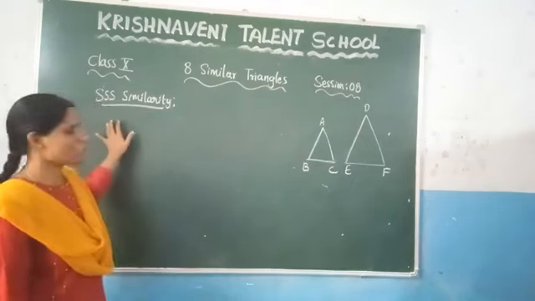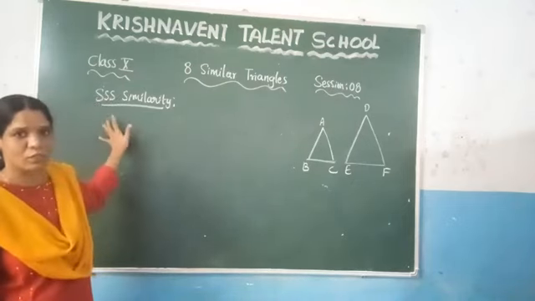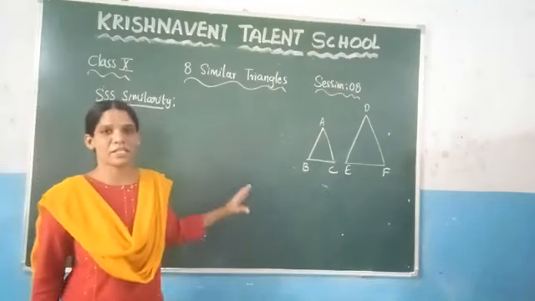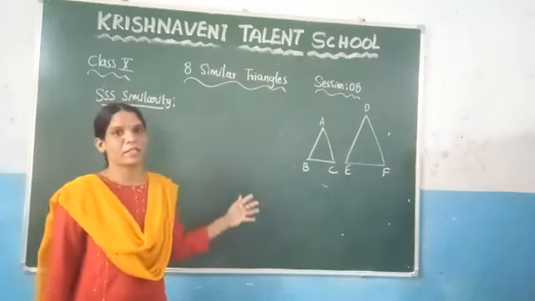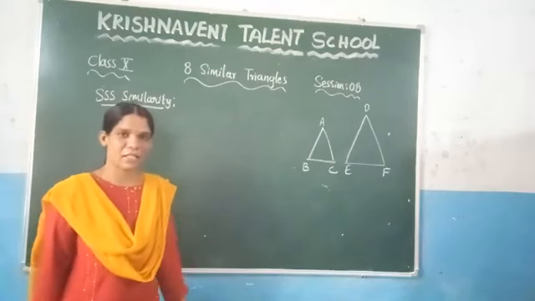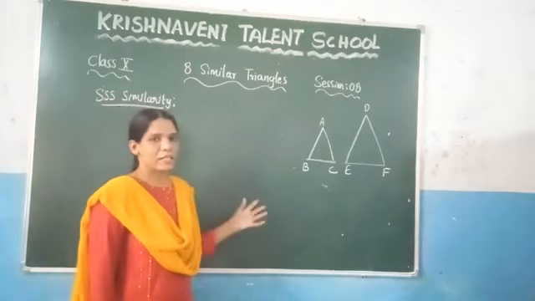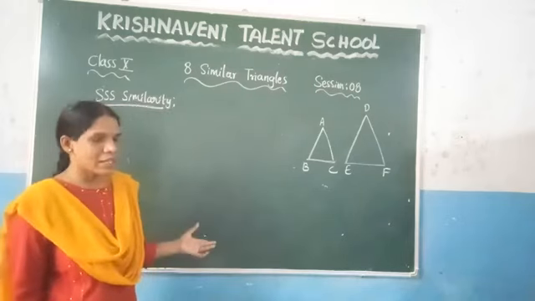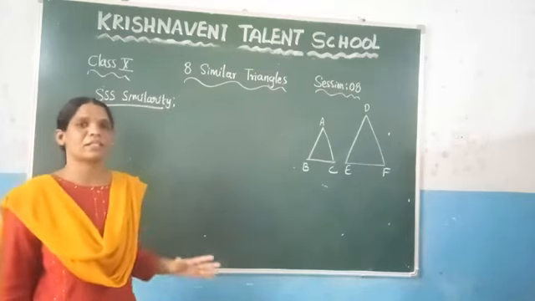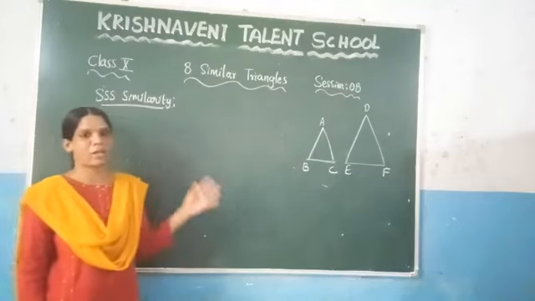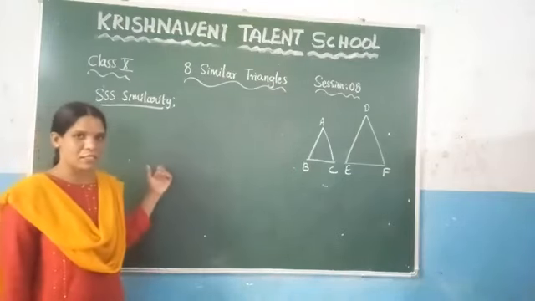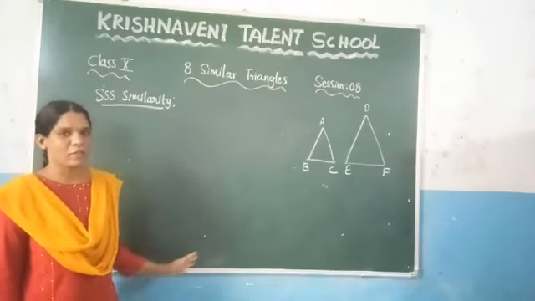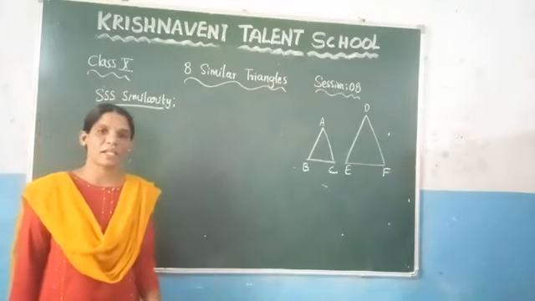Now, let us see the next one, which is SSS similarity. What it states here is the reverse. If the corresponding sides are proportional, then we need to prove the corresponding angles are equal. So then you can say that those two triangles are similar. That means if one condition is satisfied, then we can say that the other condition is also satisfied by using these theorems. In this theorem, they have given that the corresponding sides are proportional and we need to prove here the corresponding angles are equal.